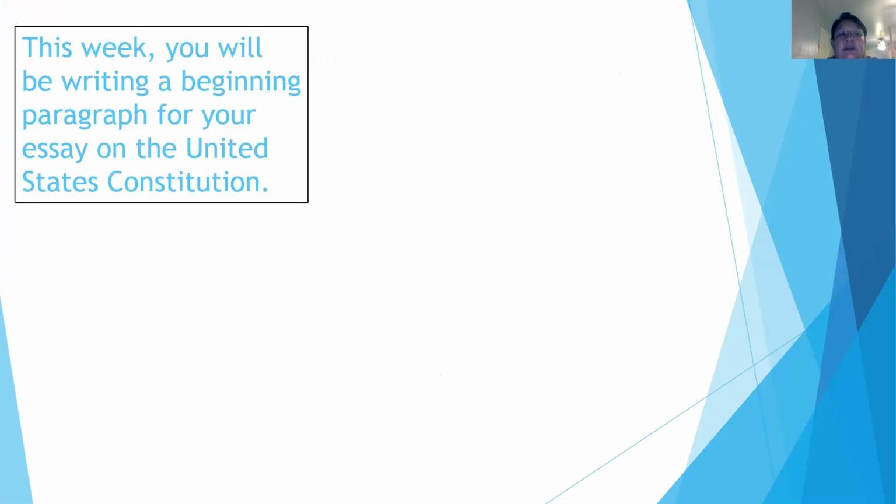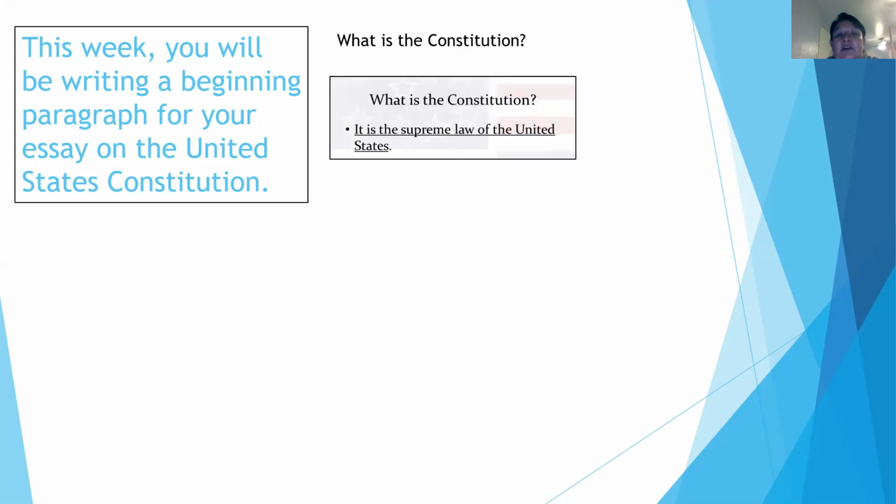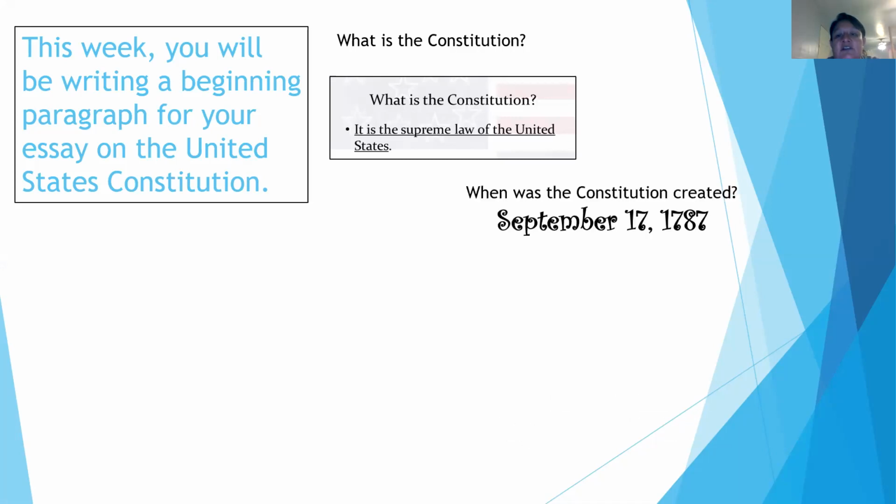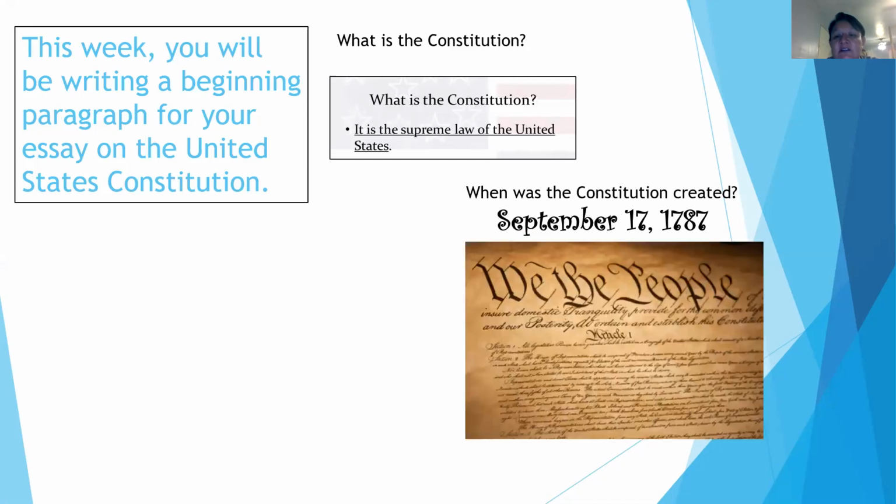So as I said, this week you will be writing a beginning paragraph for your essay on the United States Constitution, which means that you're only writing one paragraph, anywhere from 5 to 7 sentences. So what is the Constitution? It is the supreme law of the United States. When was the Constitution created? September 17th, 1787. And this is what it looks like.